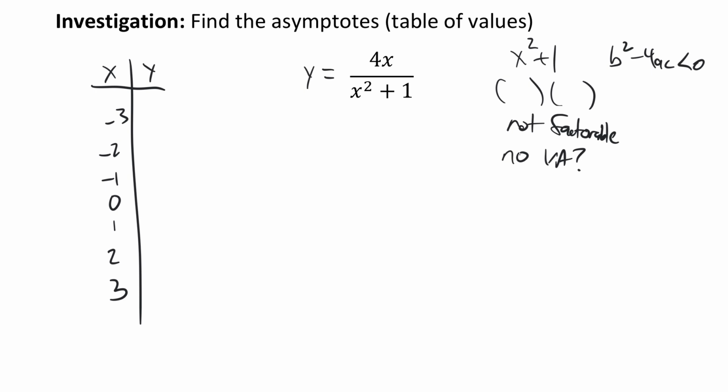All right, hopefully you gave it a try. You should have some numbers like this. When you plug in 0, you should get 0. When you plug in 1, you should get 4 over 2, which is 2. When you plug in 2, you should get 8 over 5. When you plug in 3, 12 over 10.